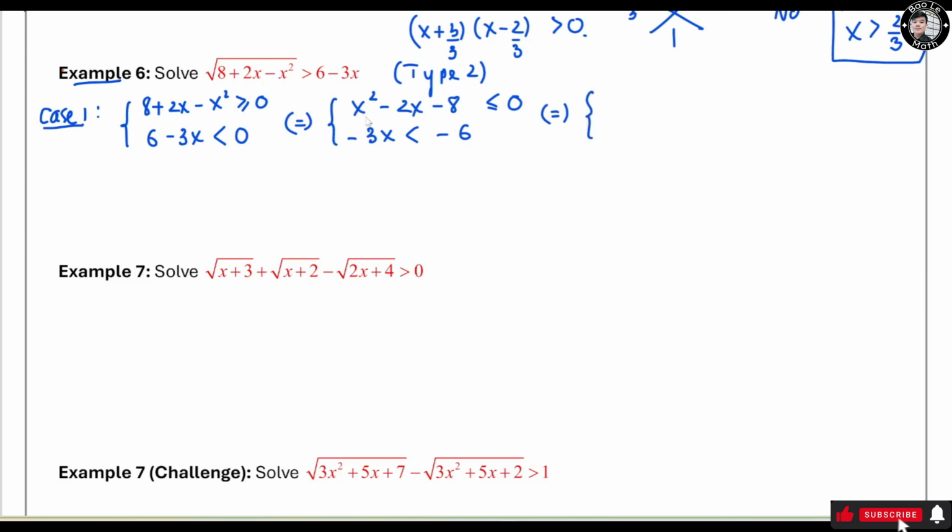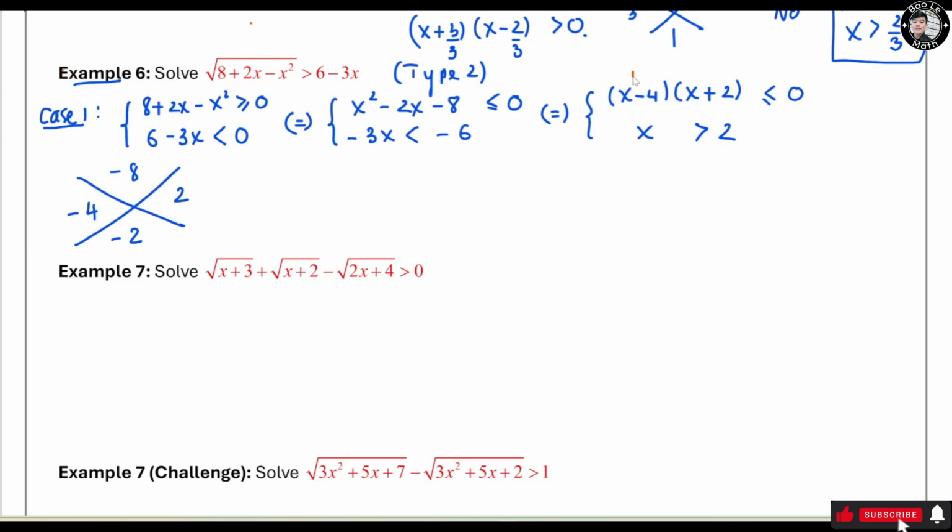Now, the first one, I just factor this one out. So I'm going to use the AC method. A times C, which means -8, right? B, which means -2. I need to find two numbers that multiply to -8 and add up to -2, which is -4 and 2, right? So the first one becomes s minus 4 times s plus 2 less than or equal to 0. The second one, divide both sides by -3, so s greater than 2.